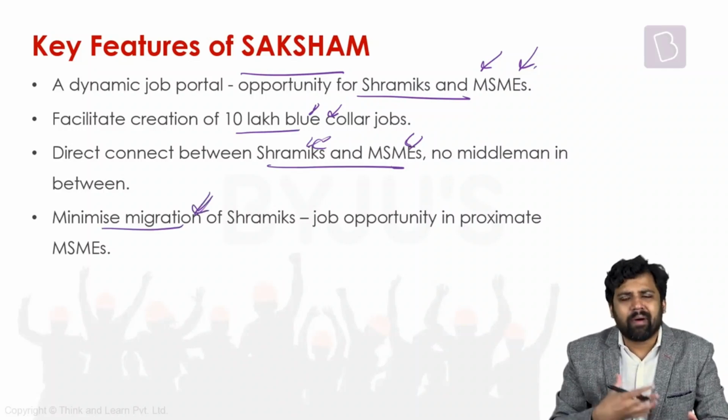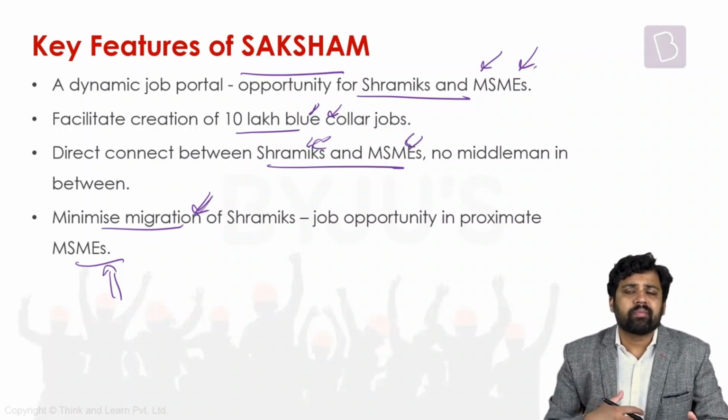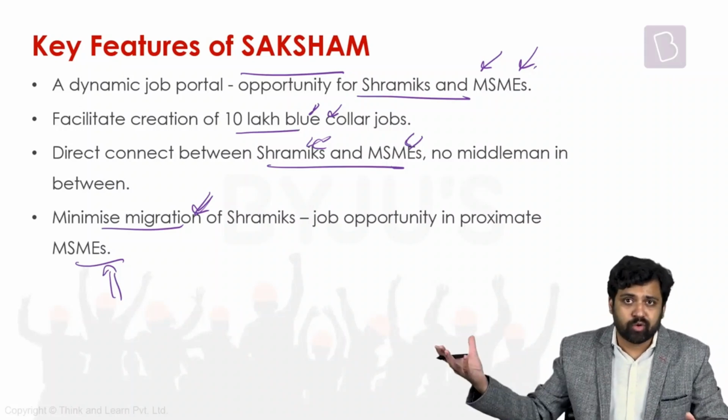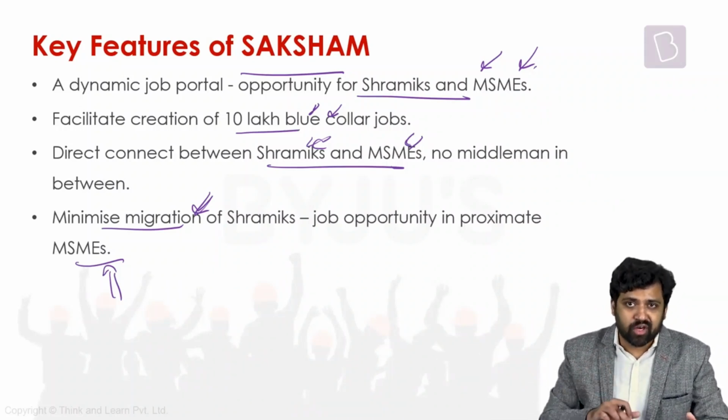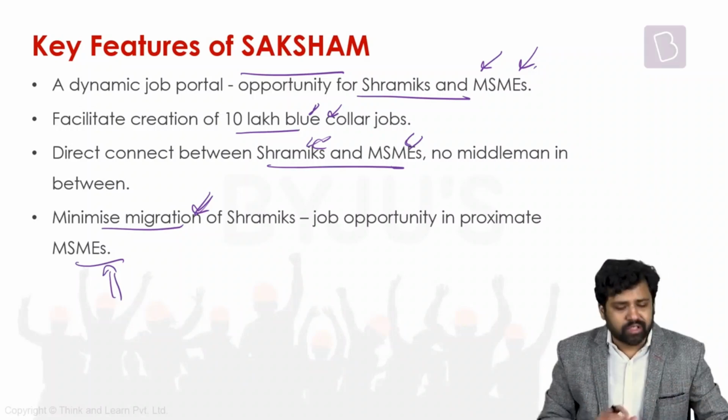And also it can help in minimizing migration of Shramiks. They can possibly avail job opportunities nearby. Migration itself is not harmful, but when people are migrating out of distress because they're not finding any opportunity, there is already an opportunity, but they're not able to find it because information is not there. Right? So those kinds of distress migration can be taken care of, so that whatever information was not there, you're able to access now. So this is how the Saksham looks like.